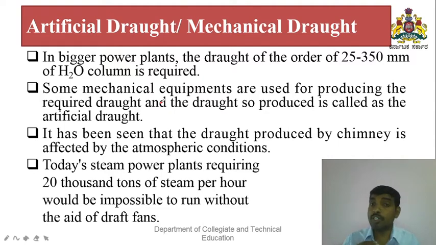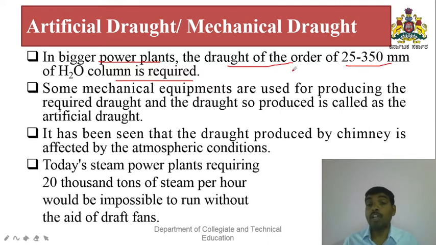Let's move on to the slides on what artificial draught or mechanical draught is. Let's take a note. In bigger power plants, a draught of the order of 25 to 350 mm of water column is required. So why should we go for mechanical draught and not natural draught? Higher capacity power plants need a high range of draught, in the order of 25 to 350 mm of water. For that purpose we use artificial draught.